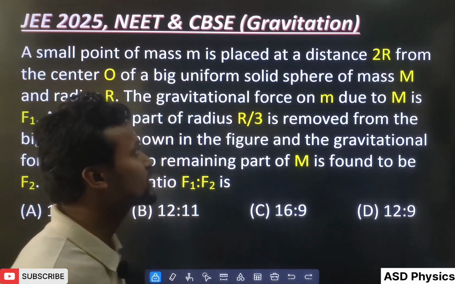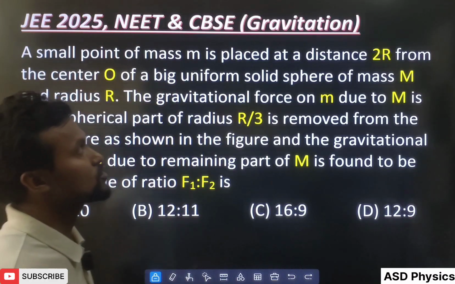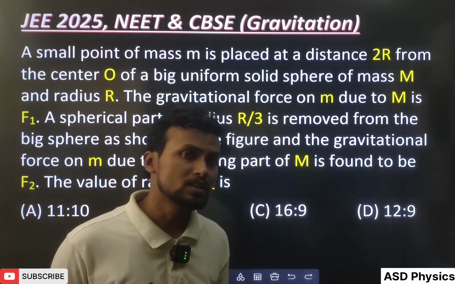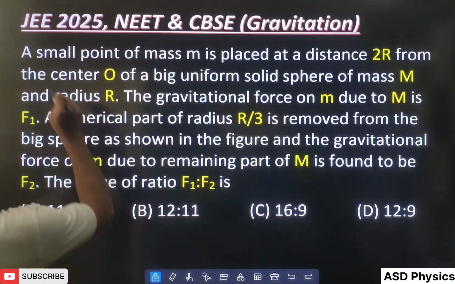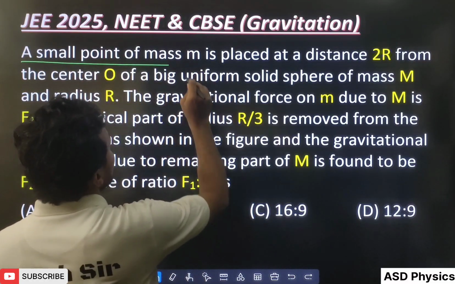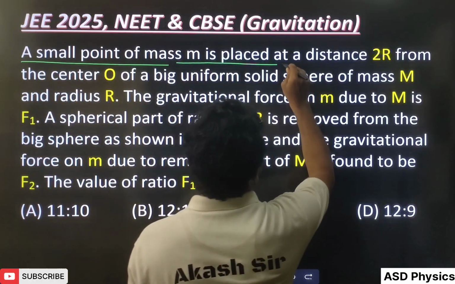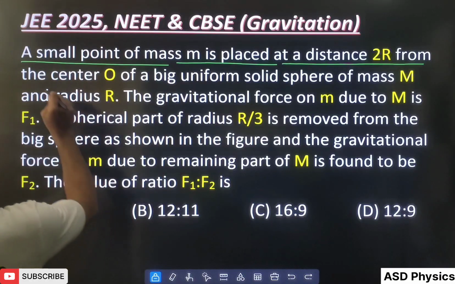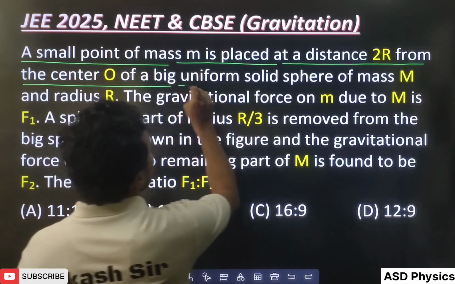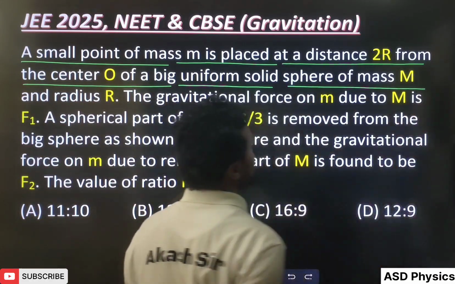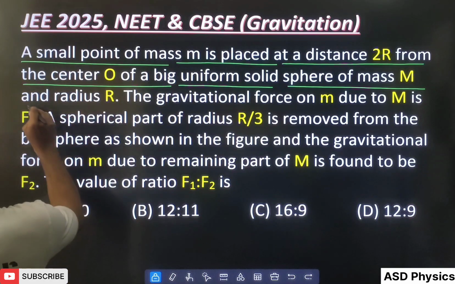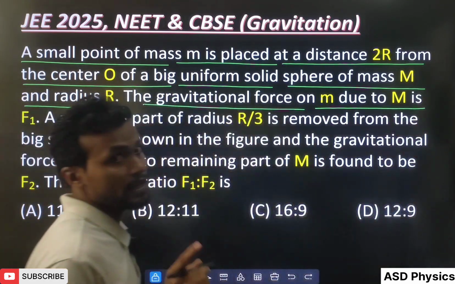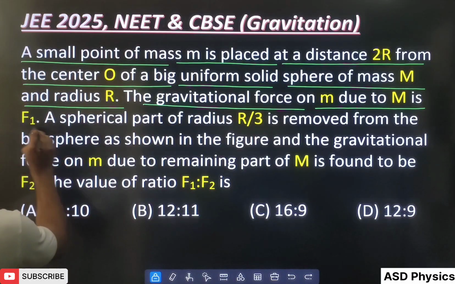So students, in this video we are going to solve a question from the chapter Gravitation, topic Universal Law of Gravitation. Basic question. See, the question is: a small point of mass small m is placed at a distance 2r from the center O of a big uniform solid sphere of mass capital M and radius r. The gravitational force on small m due to capital M is F1.